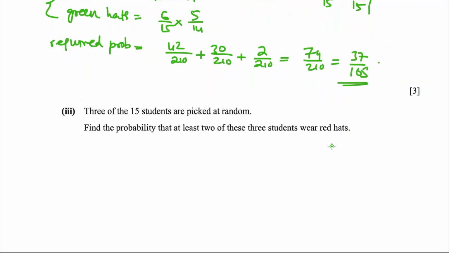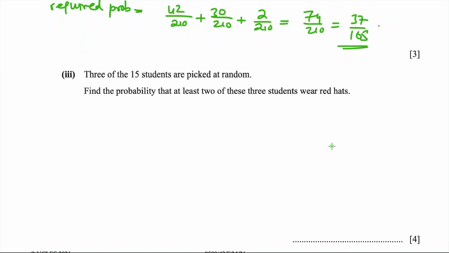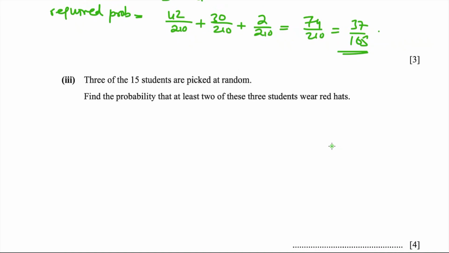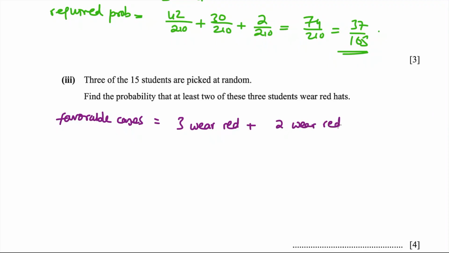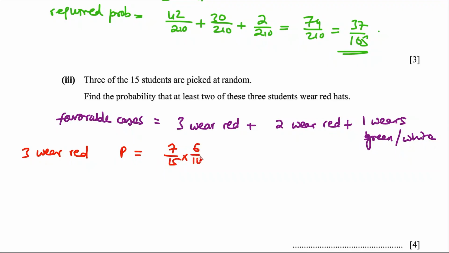So the third bit. 3 of the 15 students are picked at random, and find the probability that at least 2 of these 3 students wear red hats. So what can we say? The favorable cases. All 3 wear red, that is favorable, and 2 wear red plus 1 wears either green or white. The other person can wear either green or white, but only two people wear red. So 3 wear red. What is the probability here? P would be equal to, the first person is 7 by 15 into 6 by 14 into 5 by 13.